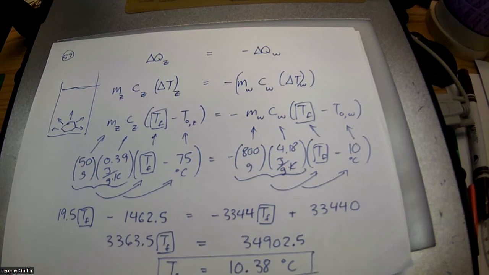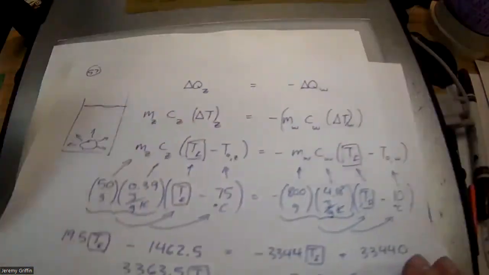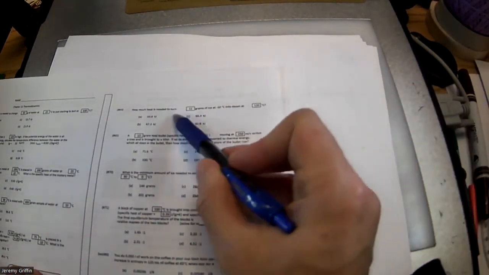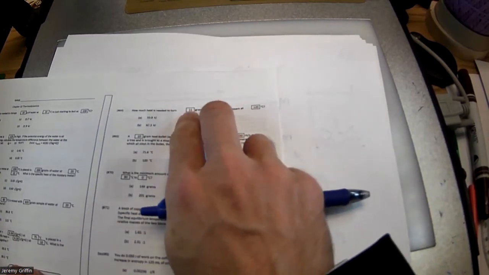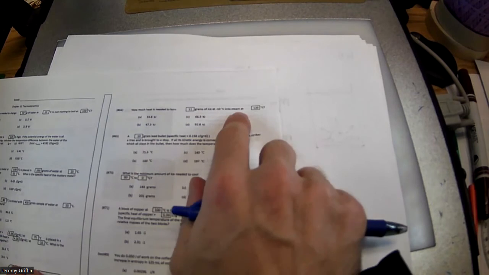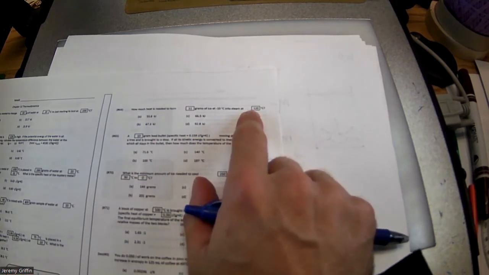All right, let's do one more today. Let's do number 64. Okay, ready for number 64? This will be our showstopper. How much heat energy is needed to turn so many grams of ice? I have 11 grams of ice at -10°C into steam at over 100°C. Mine says 120°C.